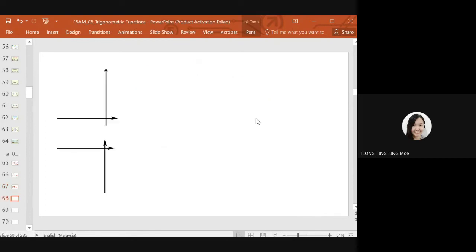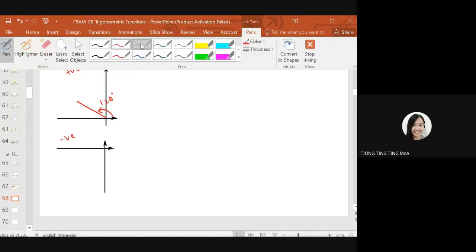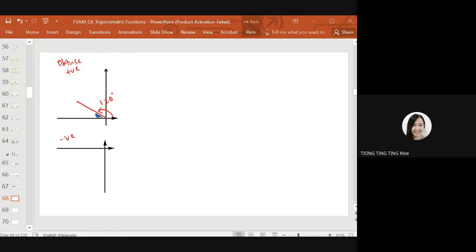Okay, then practice more. Now it's no more acute angle. Now it's obtuse. We will have obtuse positive, or another one, obtuse negative. So obtuse positive, let's say it goes to here. Let's say I give you angle 120 degree. Tell me the value for the reference angle first. The reference angle is 60 degree.